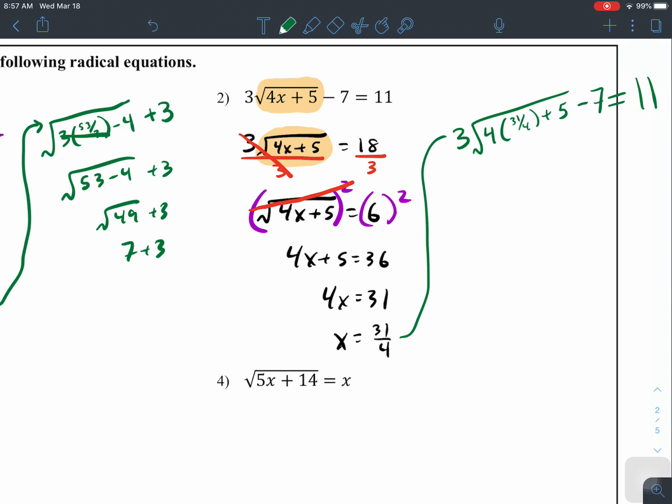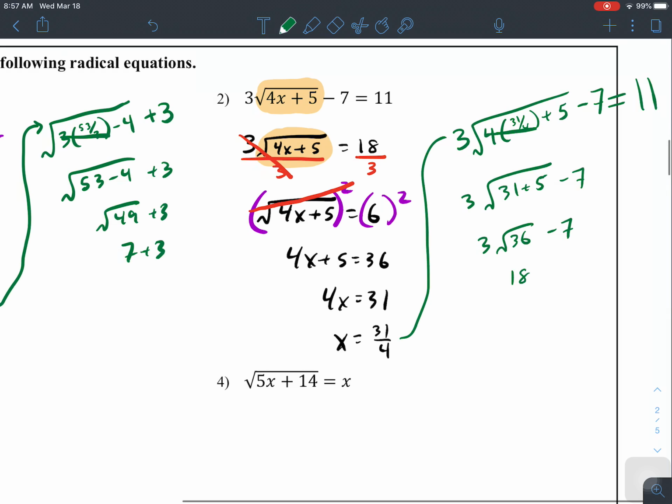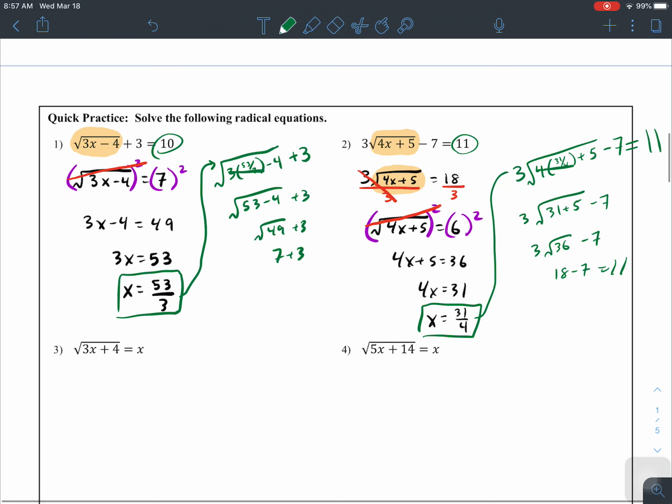So if I look at this one, I'm going to do it by hand because the 4 times 31 fourths, the 4 and the fourths are going to cancel. And so I'm going to get 31 plus 5 in the radical, which is 36. Square root of 36 is 6. So 3 times 6 is 18. 18 minus 7 does equal 11, just like it says. I am good. We have the right answer. So there are your radicals for it.